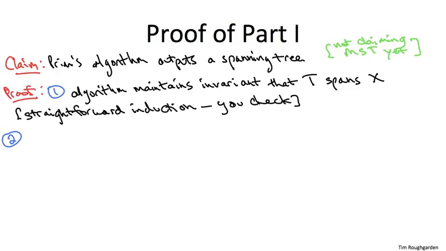There can't be any loops. Second of all, it has to span all of the vertices. There has to be a path inside the tree edges from any vertex to any other vertex. So let's go ahead and prove both those things in reverse order.